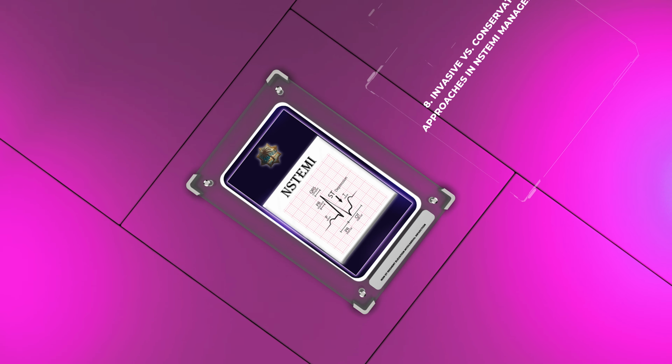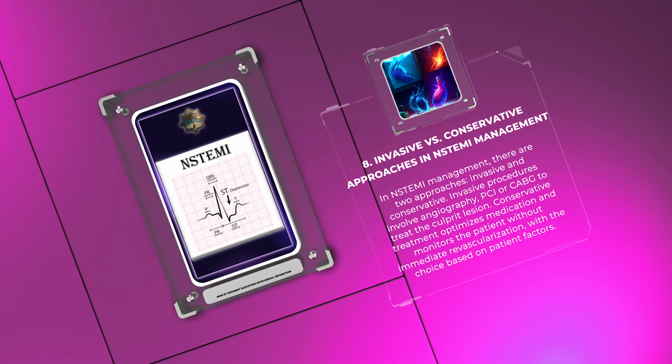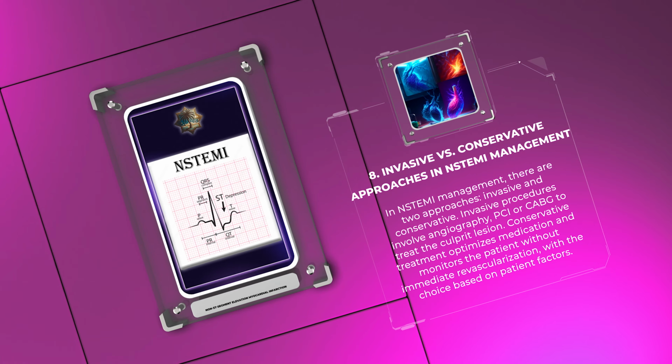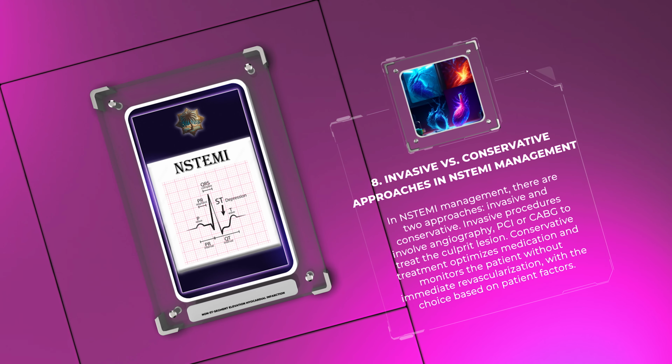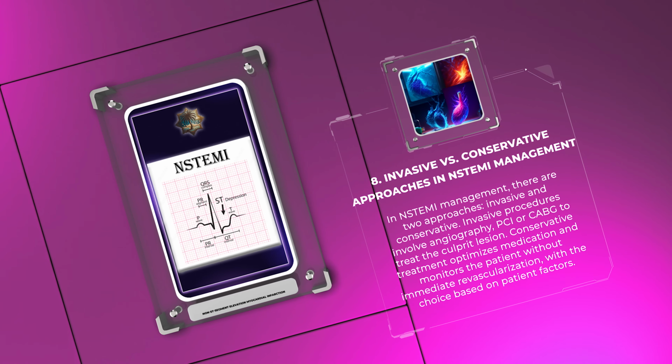In NSTEMI management, there are two approaches, invasive and conservative. Invasive procedures involve angiography, PCI or CABG to treat the culprit lesion. Conservative treatment optimizes medication and monitors the patient without immediate revascularization, with the choice based on patient factors.